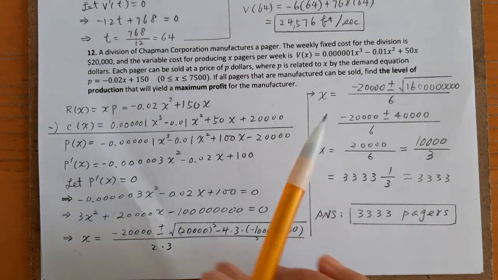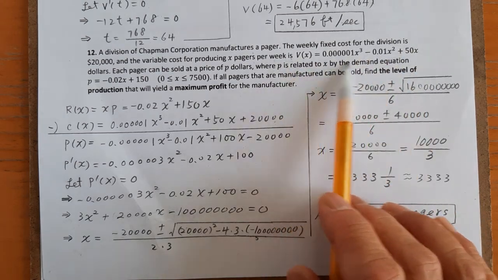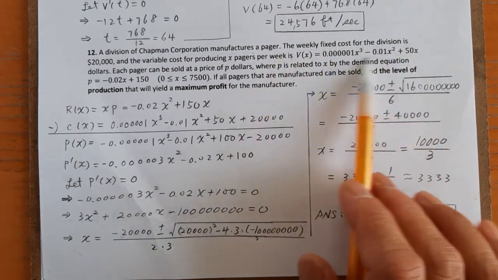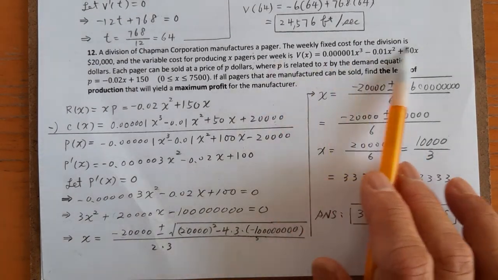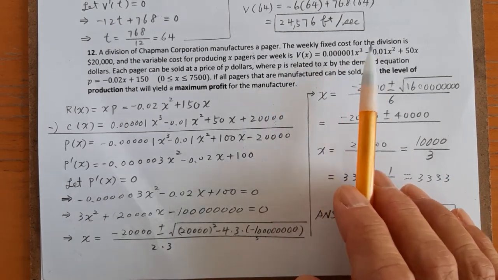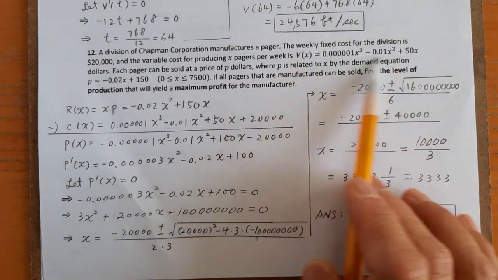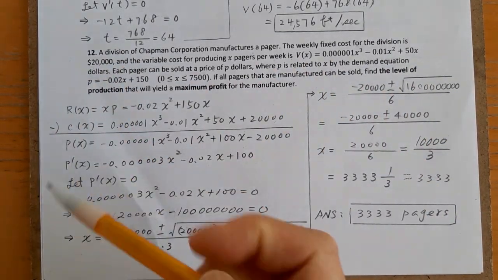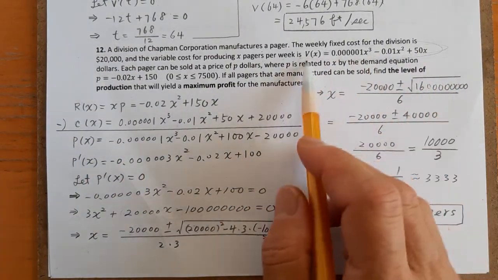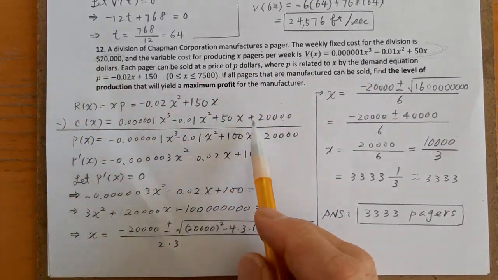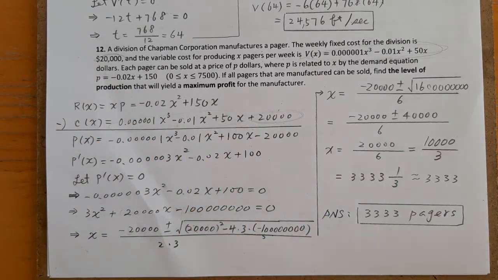The variable cost for producing x pagers per week is this variable cost. It depends on how many pagers are produced, and the cost is this. The variable cost is dependent on how many pagers x are produced. So this variable cost added with this fixed cost is the total cost. Add together the variable cost and the fixed cost, and that is the total cost function.